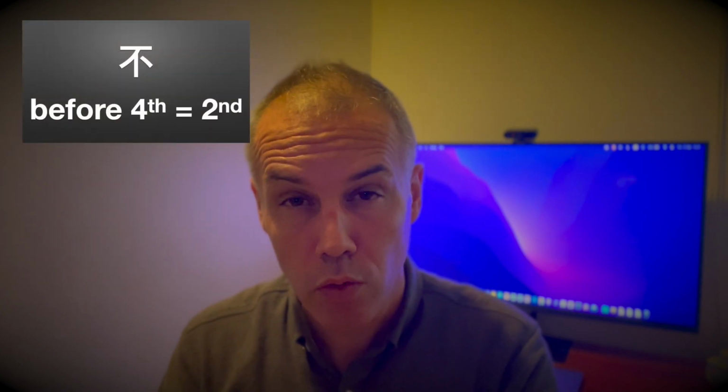So, rule number 1, all about the character bu. Now, the character bu is normally a 4th tone. However, the exception is when it precedes another 4th tone, then it turns into a 2nd tone. So instead of saying bu yao or bu yao, you say bu yao. Instead of saying bu qu, you say bu qu. Instead of saying bu shi, you say bu shi.